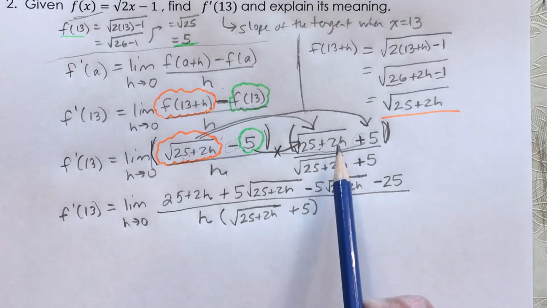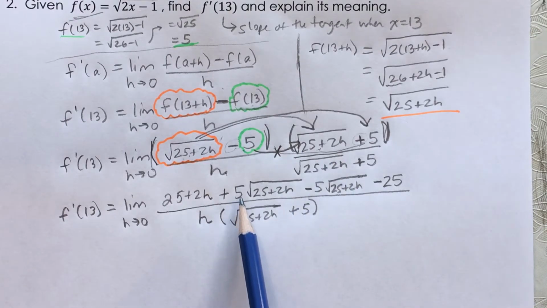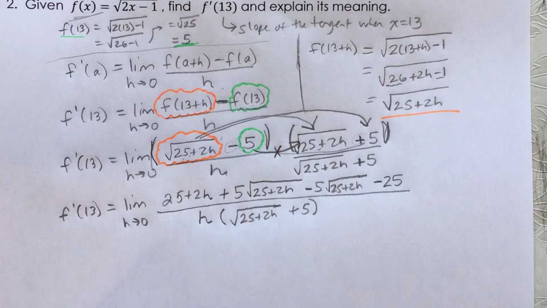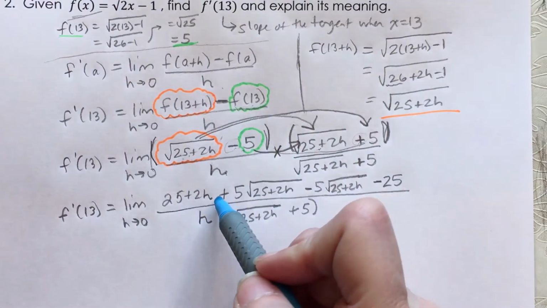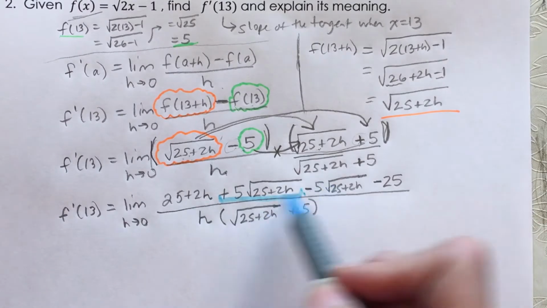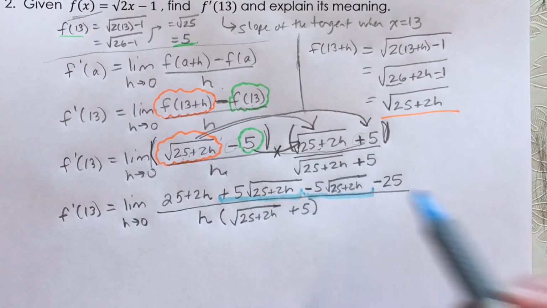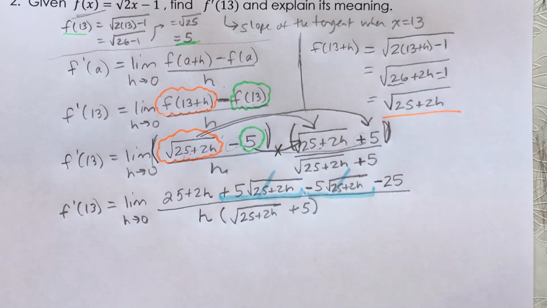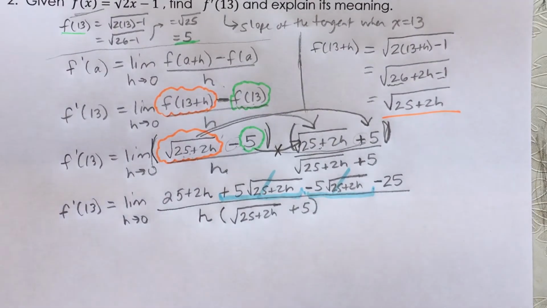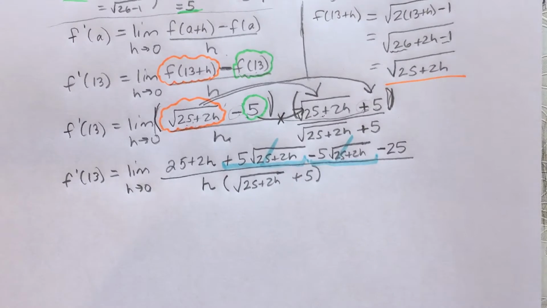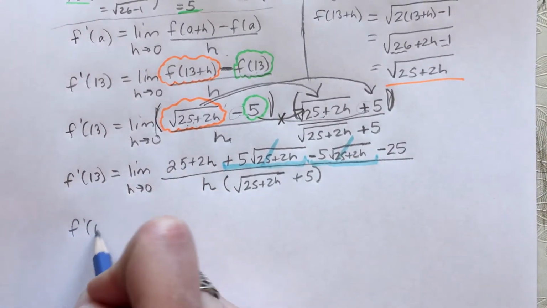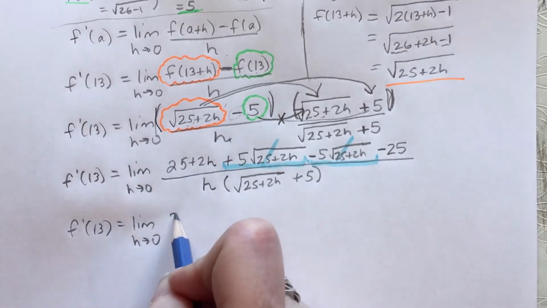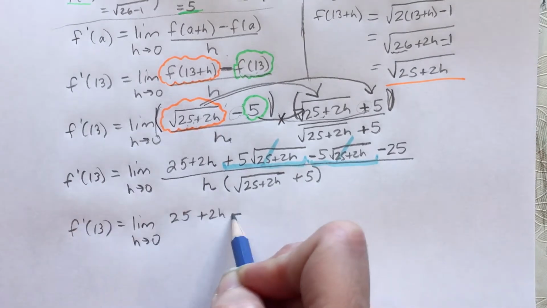So why is multiplying by the conjugate so great? Well, the reason is because we're multiplying by the conjugate, so exactly the same thing except for the signs are different. These two terms here end up always adding up to 0. So plus 5 root 25 plus 2h minus 5 root 25 plus 2h adds up to 0. So those terms add up to 0 and are gone. So our numerator becomes, f prime at 13 is the limit as h approaches 0. So if those terms are gone, we just have 25 plus 2h minus 25.